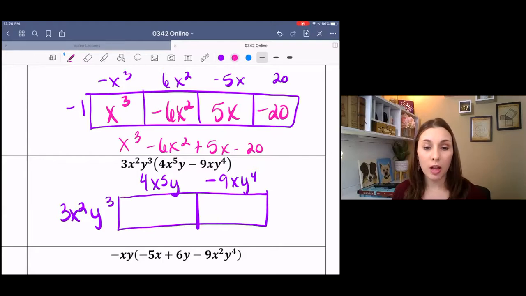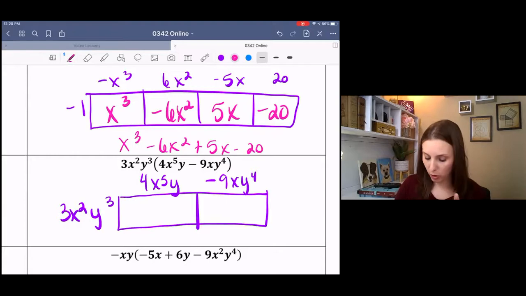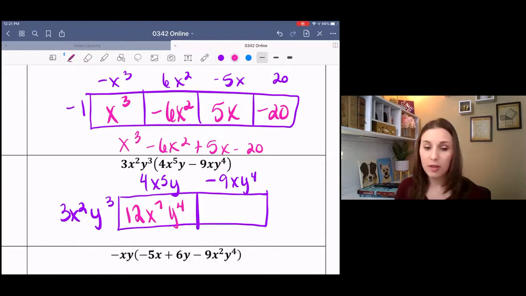So in the left box, I've got 3 times 4, x squared times x to the 5th, y to the 3rd times y. Then I have 3 times negative 9, x squared times x, y to the 3rd times y to the 4th.